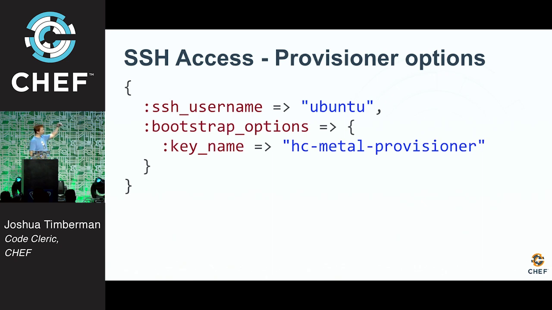This is from the machine options where I've passed in the SSH username and the SSH key name. That's an SSH key that exists on my AWS account in that region, right? So I've already created my SSH key, and then I'm using Ubuntu images, and their default user for SSH that logs in and uses sudo is ubuntu.